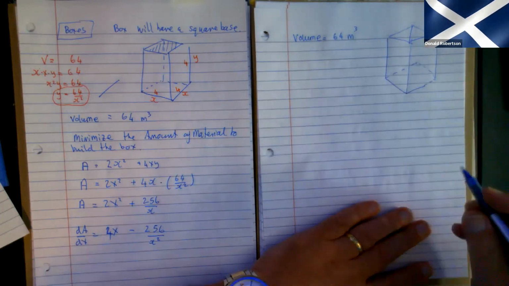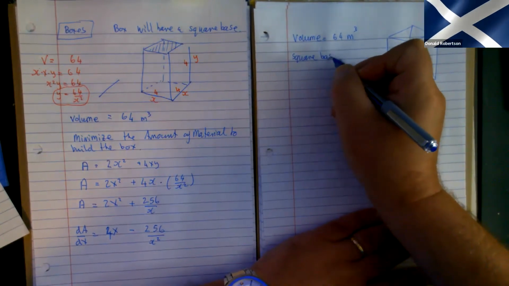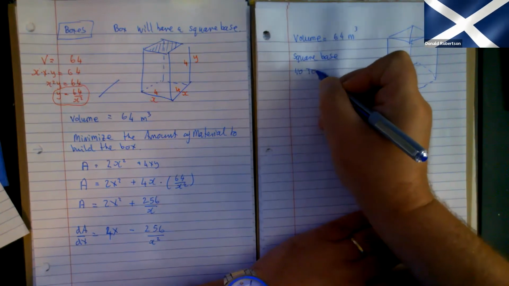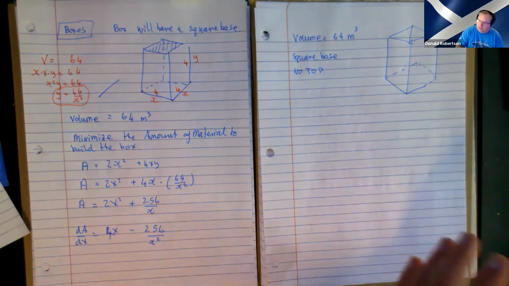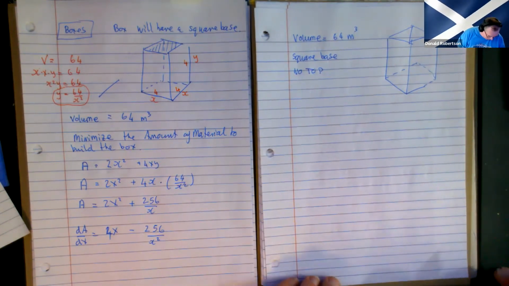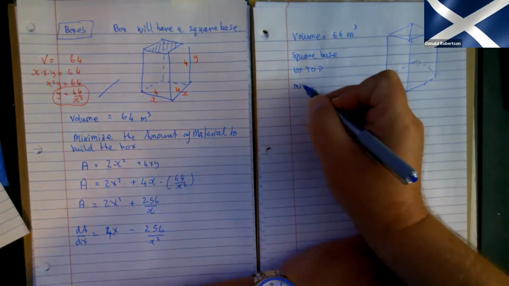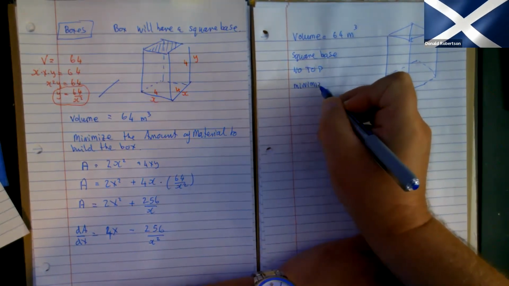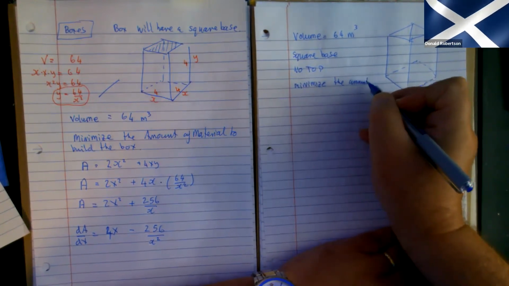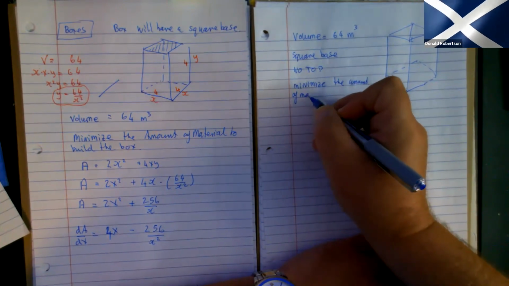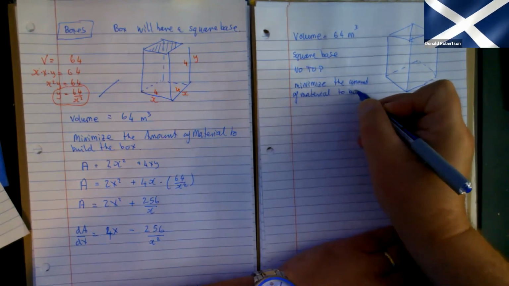But there's going to be a difference. It's going to have a square base, but no top, right? So it's basically like a box without a lid. No lid, no top. And we are trying to minimize the amount of material to build the box.